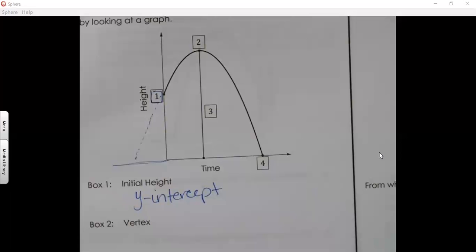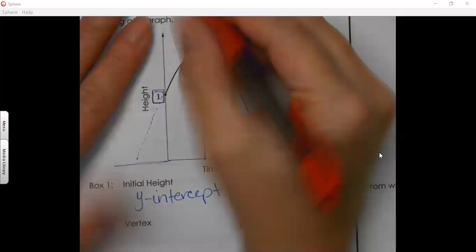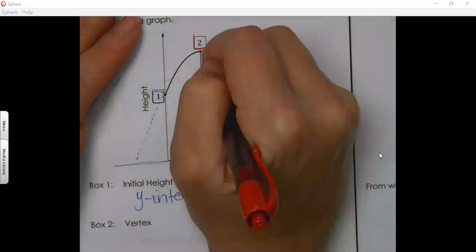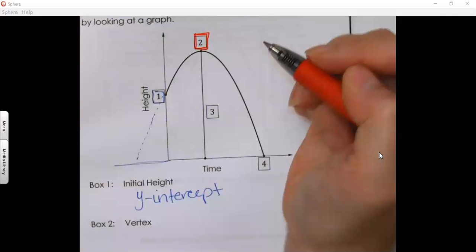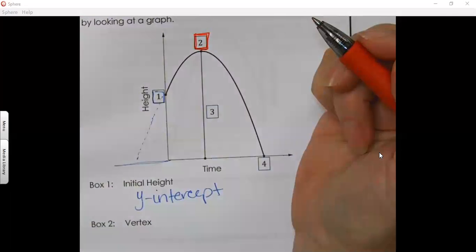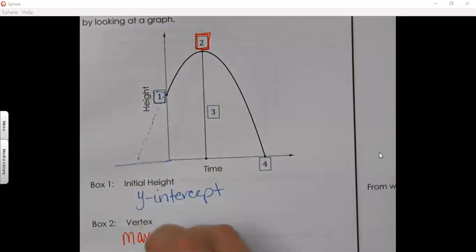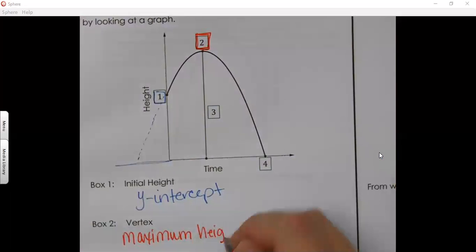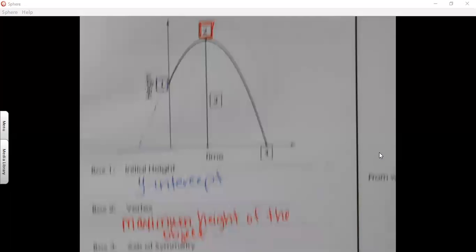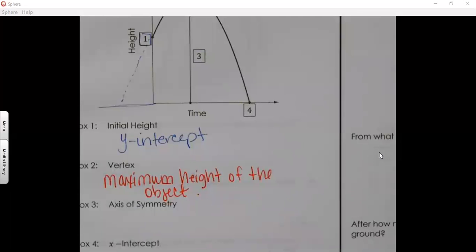Box 2, your vertex, that's your vertex, and your vertex tells you the maximum height of the object. Maximum height of the object. That's what your vertex tells you.